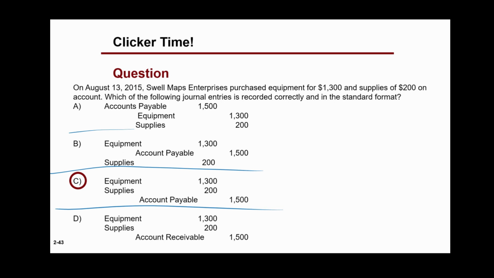Once again, every time you have something like that, you can do it in the same way. You write here, equipment increased by 1,300, supplies increased by 200, the company did not pay in cash, so their liabilities, accounts payable, also increased by the total, which is 1,500. When a liability increases, we credit. Assets, when they increase, we debit. So we know that we have to debit equipment and supplies, and we have to credit accounts payable. Okay?